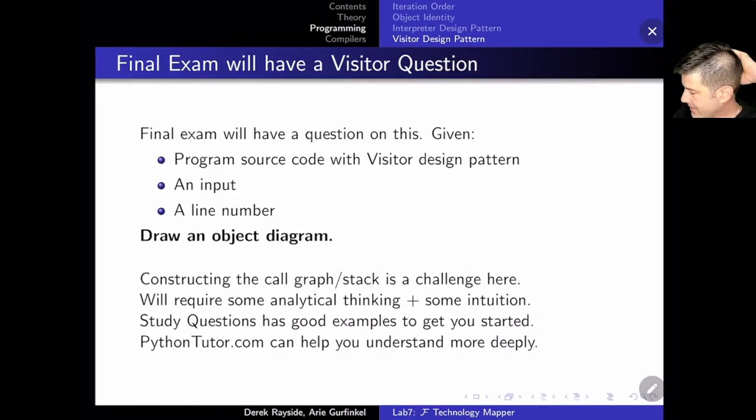Okay, and there will be questions like this on the final. So hopefully once you use the visitor pattern in the lab, that'll be easy, where we'll have to draw an object diagram and basically explain what gets called and when and how. There are questions like this in the study questions, so you should be able to see them there.